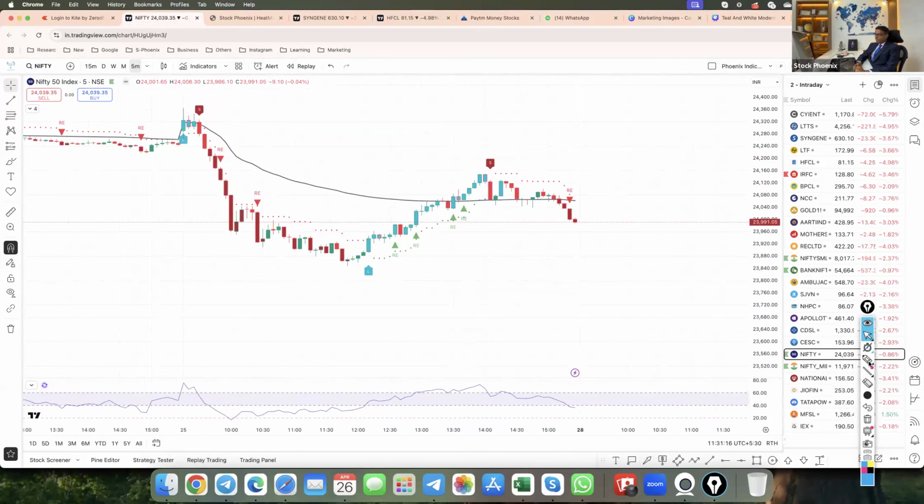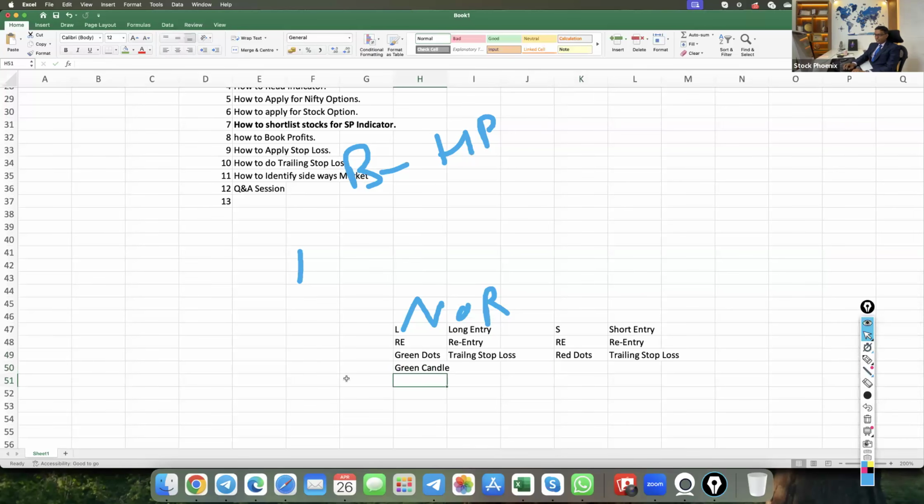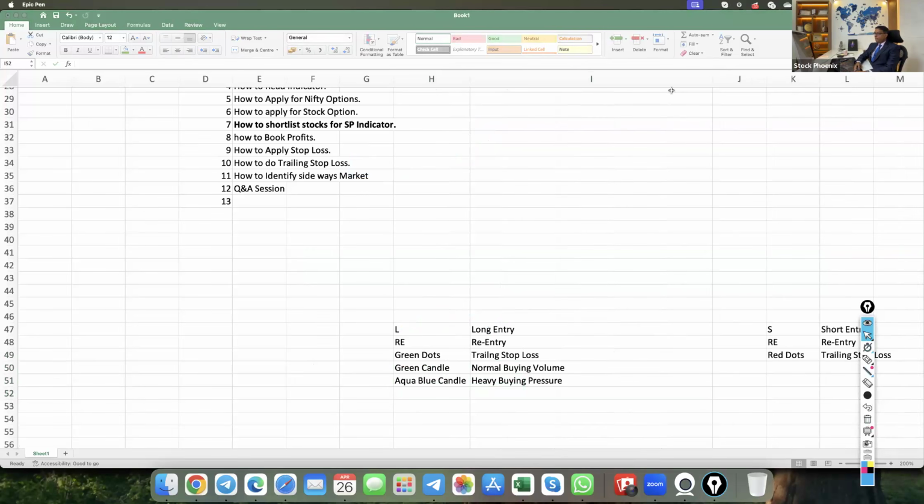After that, when you get a green candle, it is normal buying volume. When you get a blue candle, it is heavy buying pressure. So green candle and aqua blue candle: green is normal buying volume, aqua blue is heavy buying pressure. Any confusion so far?